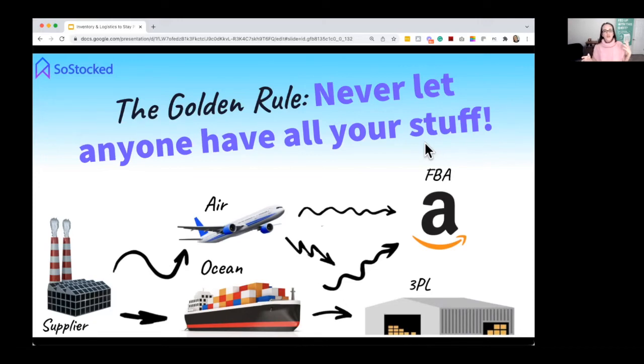So how should your logistics look? You should always have a backup plan. You should have your supplier, and your supplier has your inventory. Usually you want to fill a container. Well, you should produce more than a container and have the rest of that inventory as a backup. You'll put your container on the ocean, then you'll have this backup inventory for air freight.